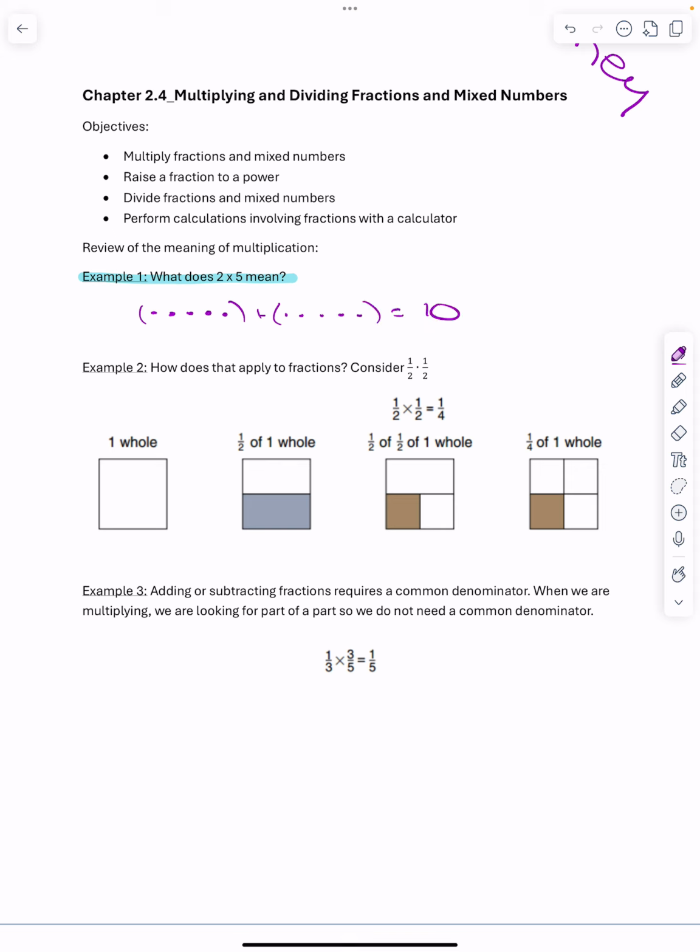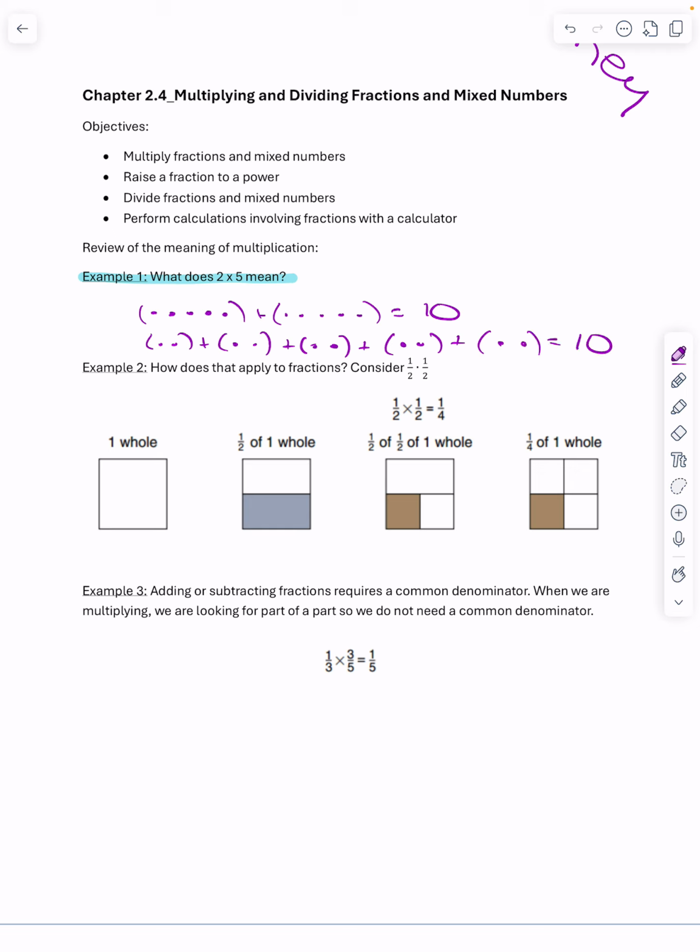2 times 5 is 10. And it doesn't matter if we think of it as 2 groups of 5 things or 5 groups of 2 things, we still get 10. Here's my other picture. How many groups is that? 1, 2, 3, 4, 5.